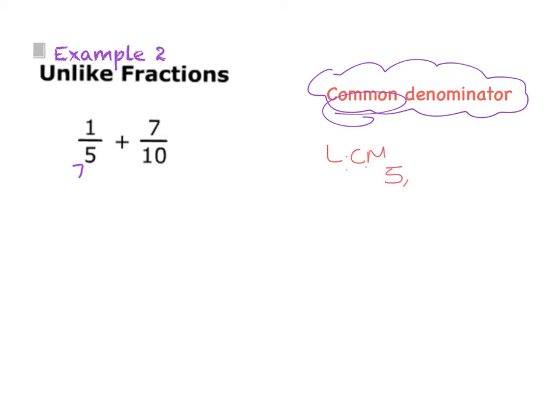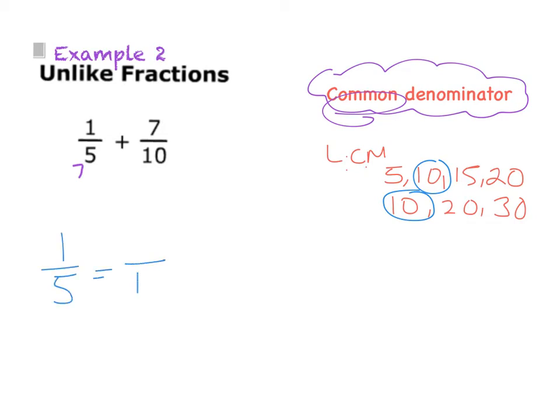So for 5, we've got 5, 10, 15, 20. I'll stop there. And then for 10, we have 10, 20, 30. So the lowest common multiple I can see is 10 in both. So I can split it up into 2 ways like I've done before. 1/5 is equal to something over 10, and 7/10 is equal to something over 10. And draw my line. We looked at this way for comparing fractions, and it works perfectly fine for adding fractions, so why not stick with it?